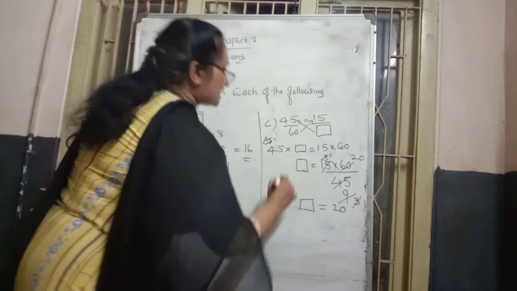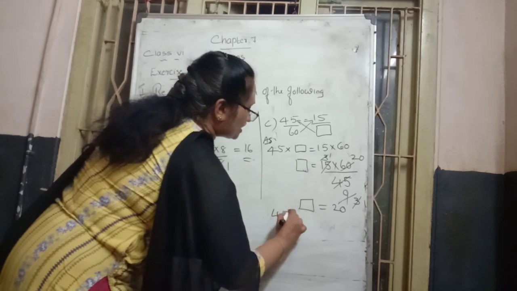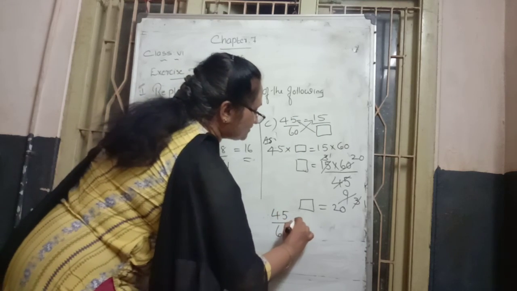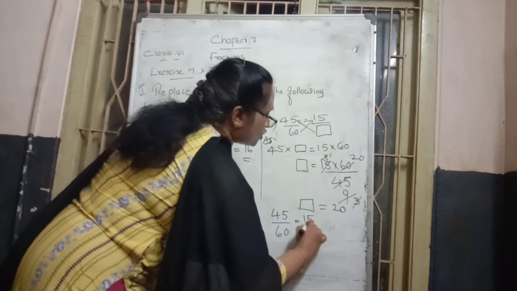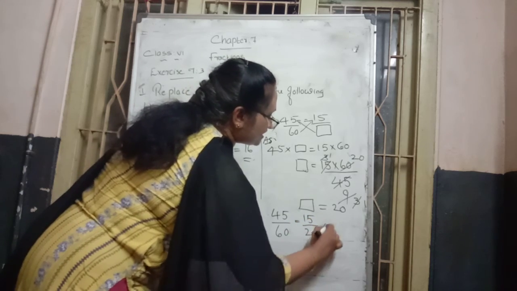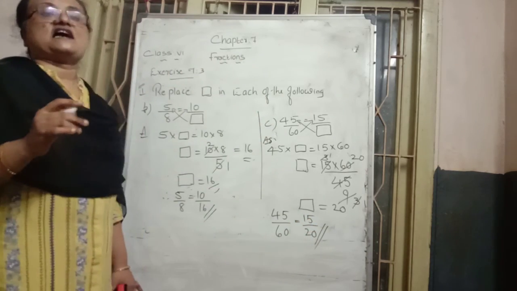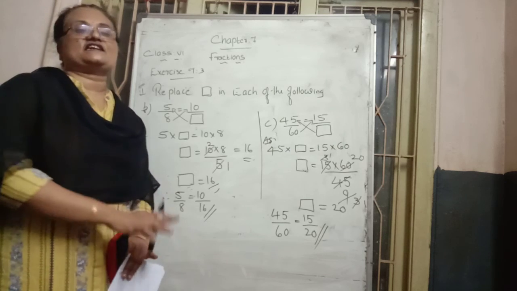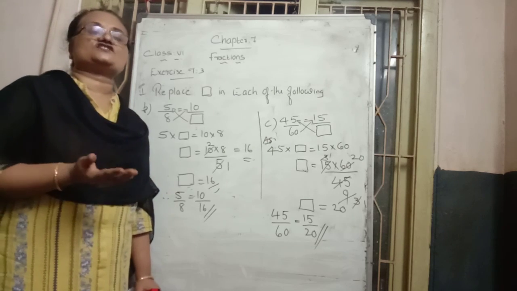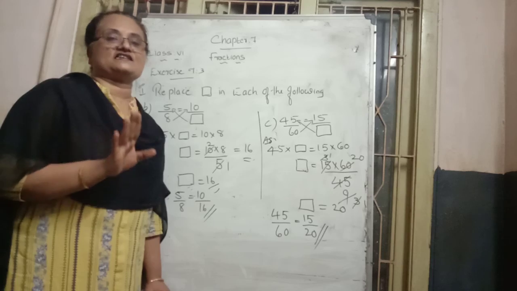So the box value becomes 20. So in the correct order we can write 45 by 60 equals 15 by box, and which number can we write in the box place? 20 is the answer. I hope you can understand. The remaining questions we can discuss in the next class. Thank you.